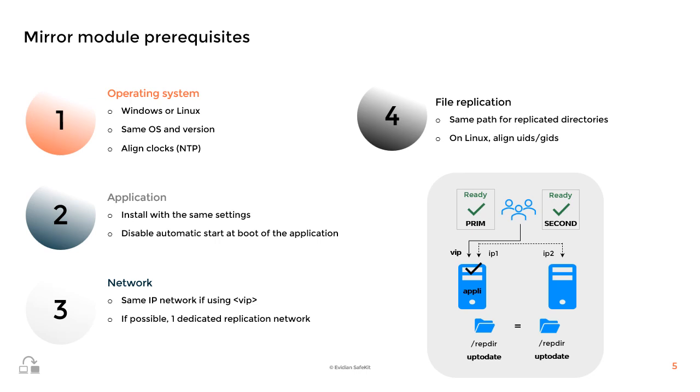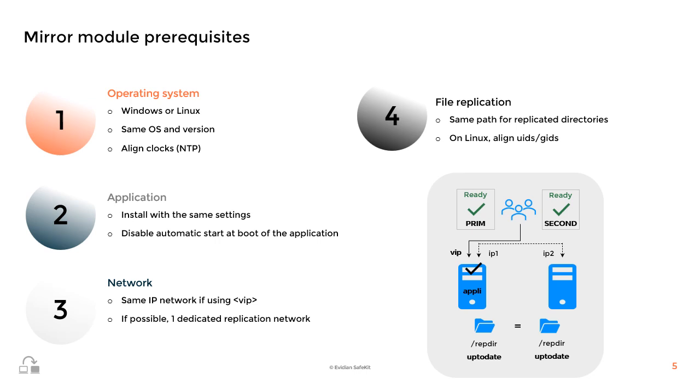In Step 3, for the network, ensure that all nodes are on the same IP network if using a virtual IP. If possible, set up a dedicated replication network to enhance performance. In Step 4, for file replication, ensure that the replicated directories have the same path on all nodes. On Linux, align the user IDs and group IDs.